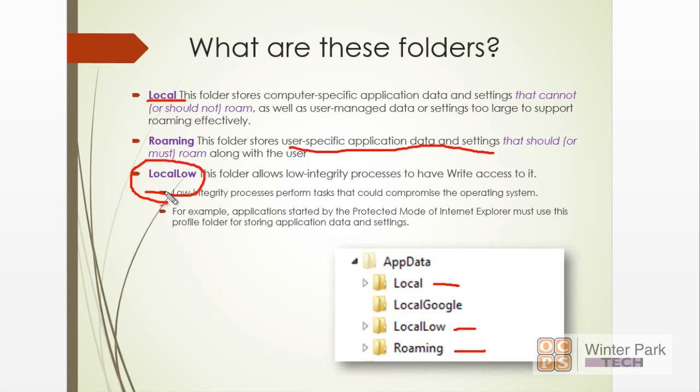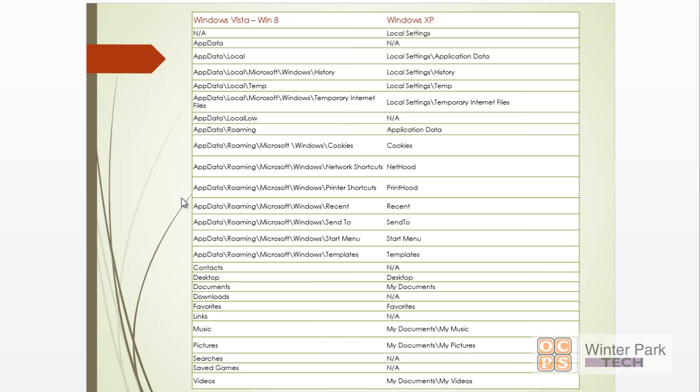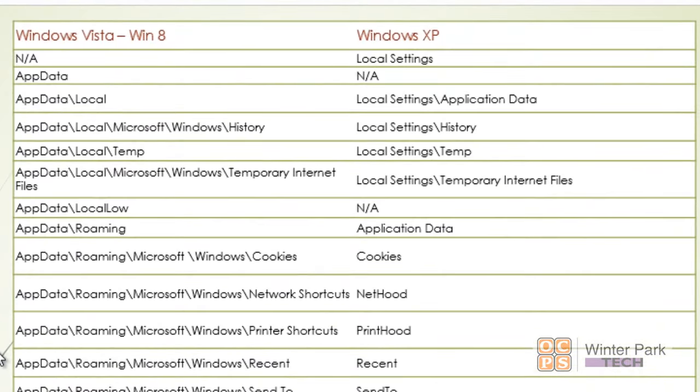If we have something running in our browser that we really don't trust, it is going to run and have access to the local low folder in our profile. It can run, it can write, it can store data, but we don't trust it, and this is where it's going to be at.